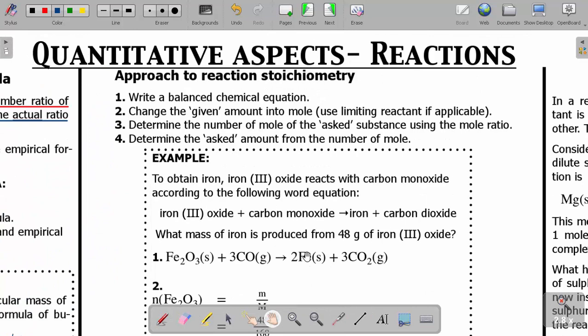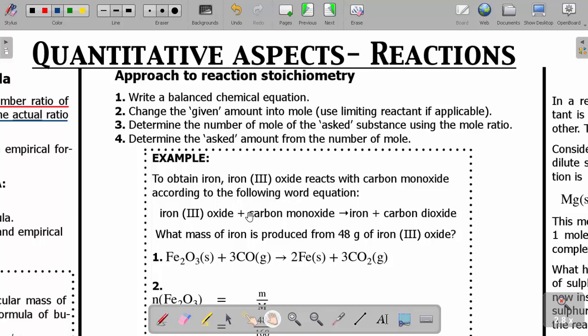After knowing the empirical and molecular formulas, we can also look at what we call stoichiometry: how to write a balanced chemical equation, then change the given amount into moles, then use the limiting reactant if applicable, and also determine the number of moles of the asked substance using the mole ratio, and then determine the asked amount from the number of moles. So this is the procedure which we follow here.